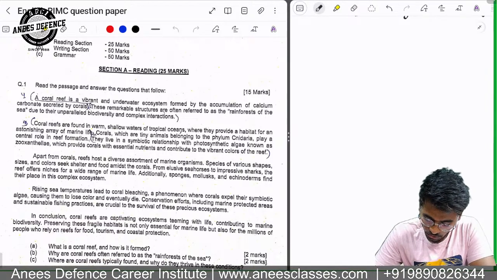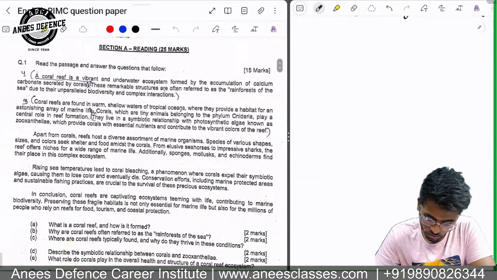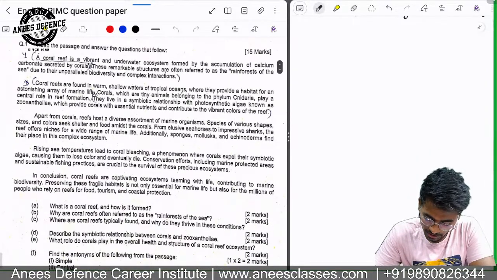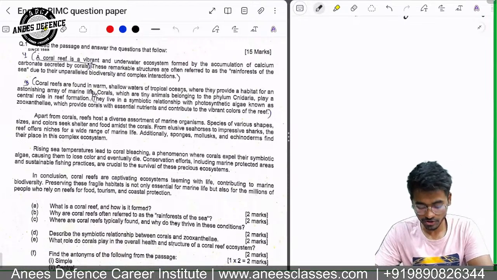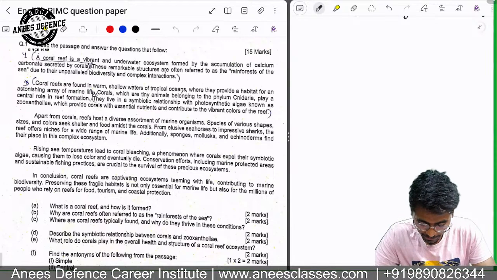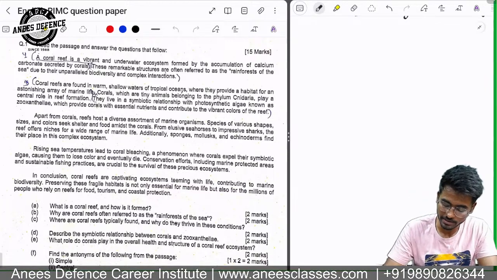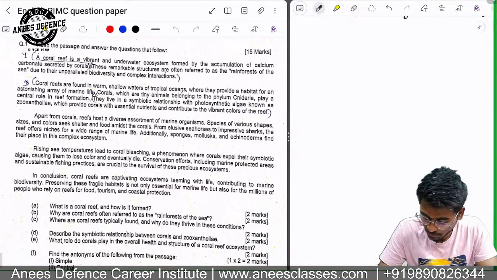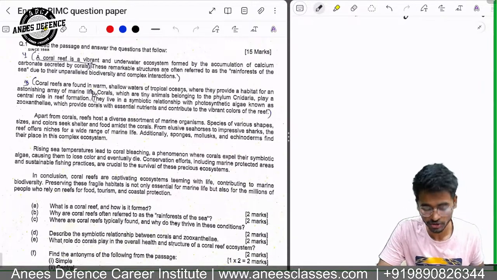Rising sea temperatures lead to coral bleaching, a phenomenon where corals expel their symbiotic algae, causing them to lose color and eventually die. Conservation efforts, including marine protected areas and sustainable fishing practices, are crucial to the survival of these precious ecosystems. In conclusion, coral reefs are captivating ecosystems, teeming with life, contributing to marine biodiversity. Preserving these fragile habitats is not only essential for marine life, but also for the millions of people who rely on reefs for food, tourism, and coastal protection.